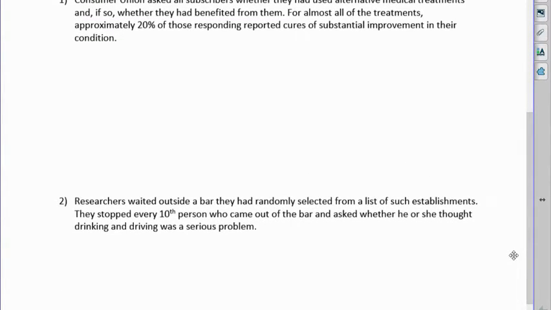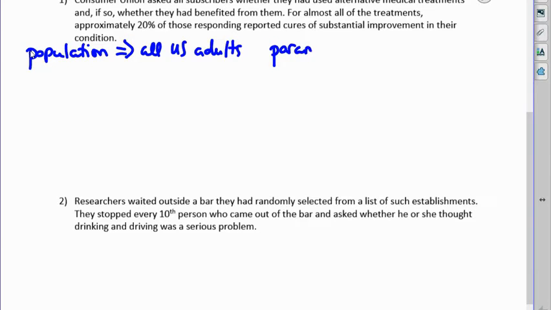So this is Consumer Union, and they're asking all their subscribers whether they had used alternative medical treatments, and if so, whether they had benefited from them. So what are they probably trying to describe? Their population? I think they are trying to describe probably all U.S. adults, and they're trying to use their magazine subscribers to do that.